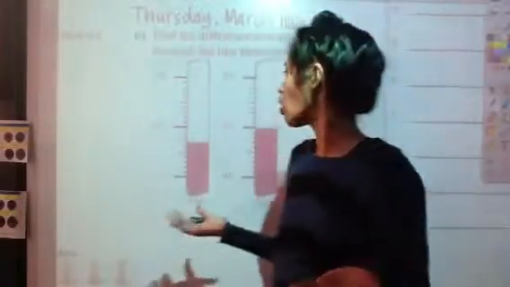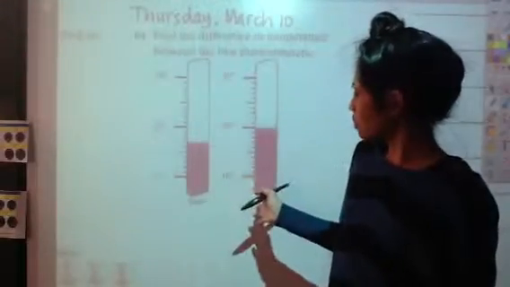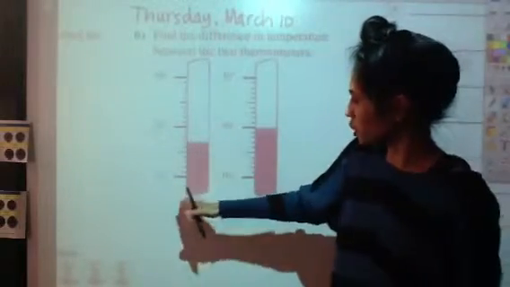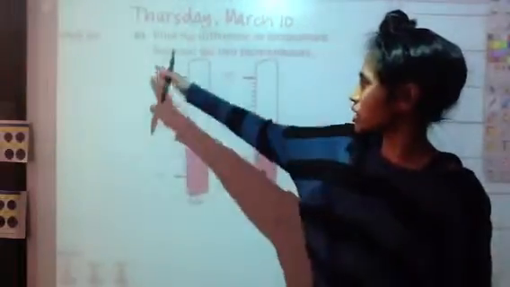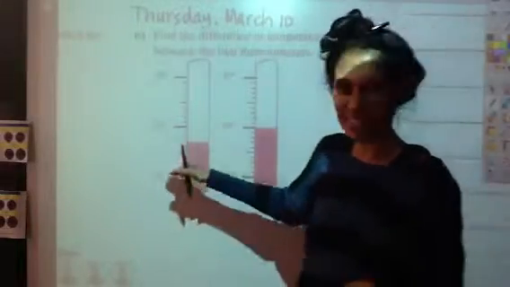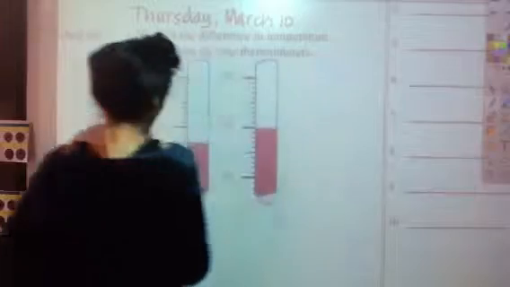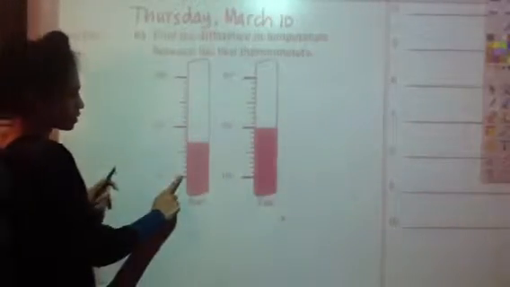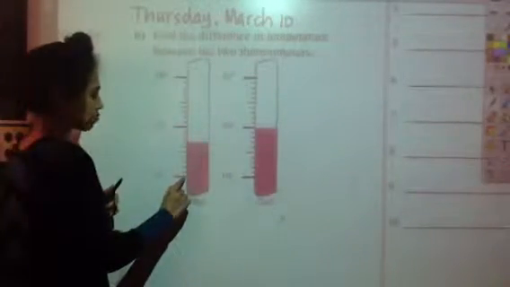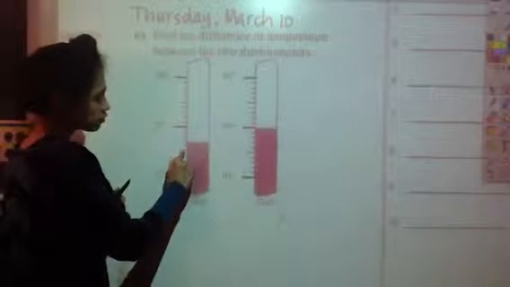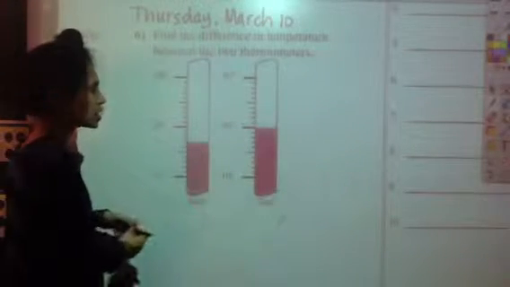Okay, so let's look at the two, and let's start with the first one. Okay, so here we have 10, 20, 30. Is it exactly on a 10, 20, or 30? No. So we need to look at it and count. So here we have 10. And look, just like a number line, let's count. 10, 11, 12, 13, 14, 15, 16, 17.